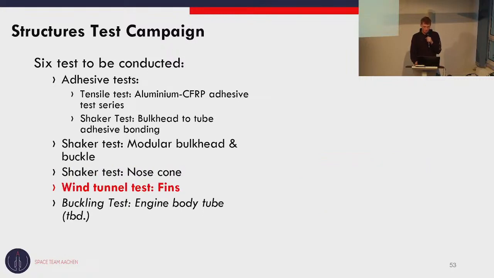We will do a wind tunnel test with the fins. The wind tunnel test will be a supersonic wind tunnel test at the DLR. It's looking good, it's not secured yet. And if it doesn't work out, we'll just build a simple rig and do a static load test.